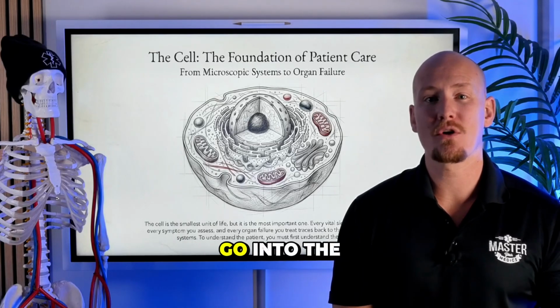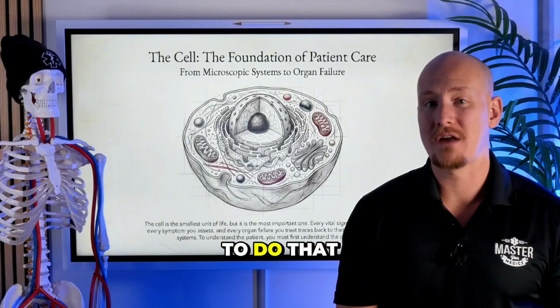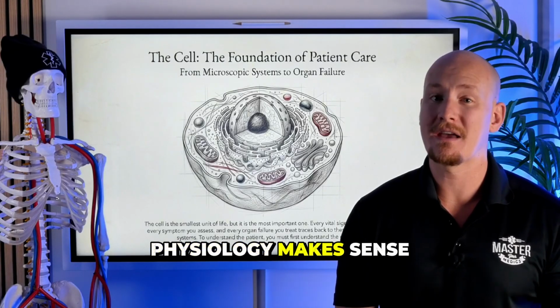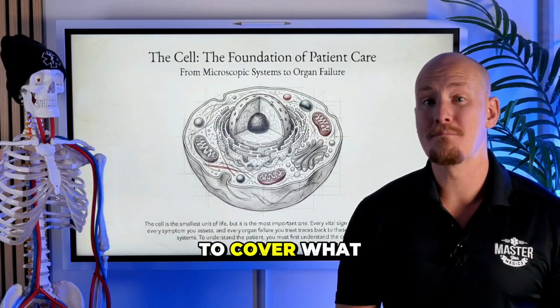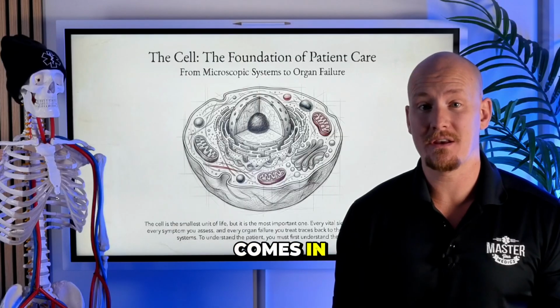Welcome back. Today we're going to go into the smallest unit of life, the cell. And the reason that we want to do that is because if you start to understand the cell, everything else in physiology makes sense. Today we're going to cover what makes things alive and talk about how the cell membrane controls what comes in and what goes out.